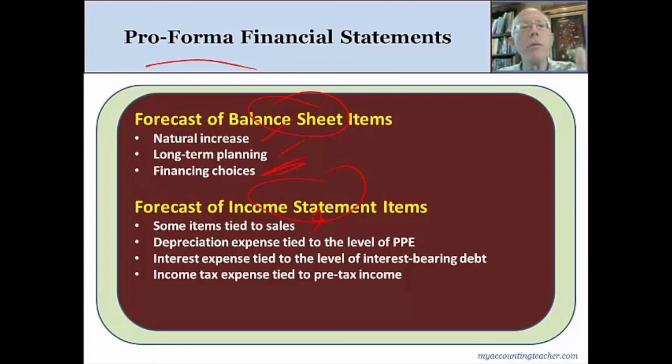If you sell more, your cost of goods sold goes up. It just happens automatically. You've got to buy more stuff to sell. Depreciation expense, on the other hand, doesn't go up naturally with sales. It's tied to the level of property, plant, and equipment. And my interest expense is tied to the level of my interest-bearing debt. And my income tax expense does not go up with sales. It goes up with how much my pre-tax income or taxable income is. It's more related to my tax rate. So there are some general principles here. Let's do a little detailed analysis on each one of these, shall we?